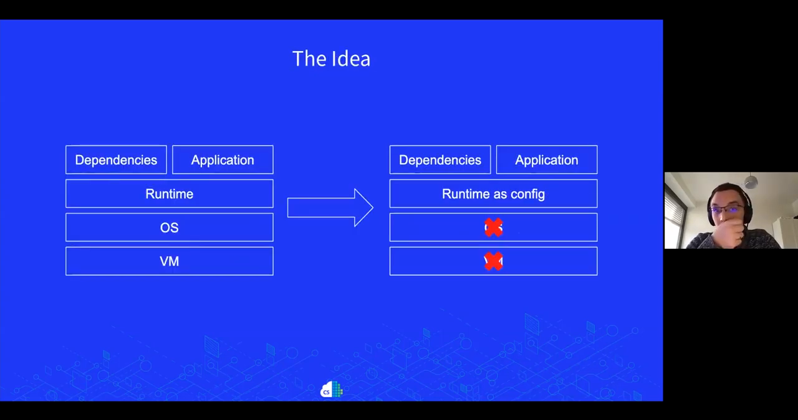So the original idea behind Lambda looked something like this. It was meant to abstract away the OS and the virtualization and that sort of thing and leave us with runtime as config. All we needed to worry about was our applications. I believe this idea is good because managing servers is a pain. Security patches are a pain. We don't want to do that.